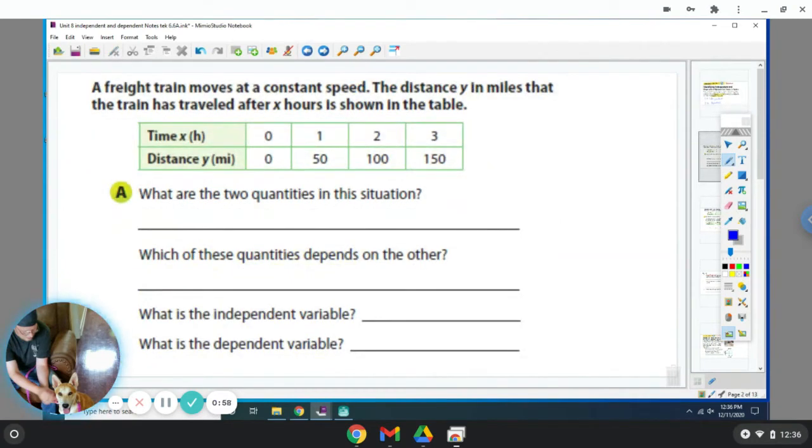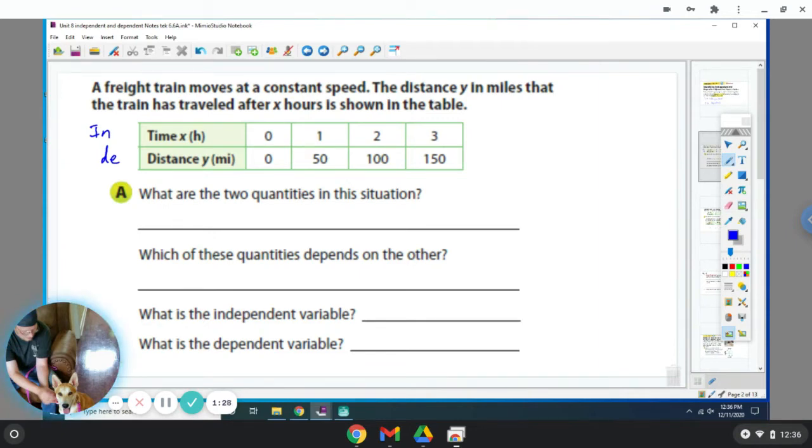So it says a freight train moves at a constant speed. The distance y in miles that the train has traveled after x hours is shown in the table. So x is the time and y is your distance. So this is independent and this is dependent. The reason why is because the distance depends upon the amount of time that you've been traveling. So if they travel for 1 hour, you go 50 miles, 2, 100, 3, 150.